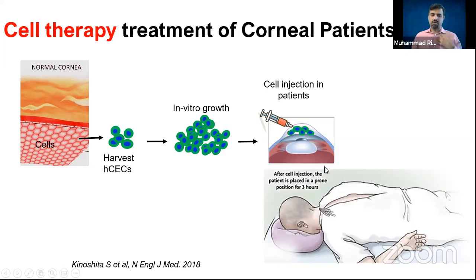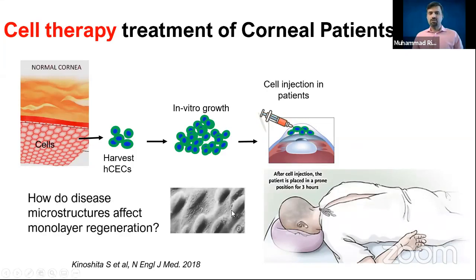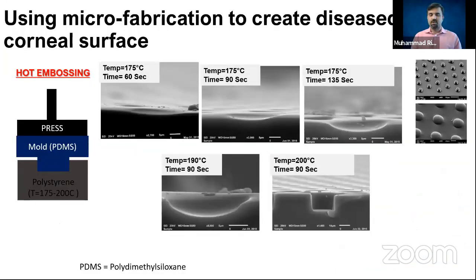So my question was, we know that in the patients, we have these microfeatures on the back of the cornea. When we are injecting these cells, how will these microfeatures affect the regeneration, the monolayer formation? Will they interfere with the cells? With that question in mind, we proceeded to develop a system in which we can study this. Again, there's a lot of microengineering involved here.